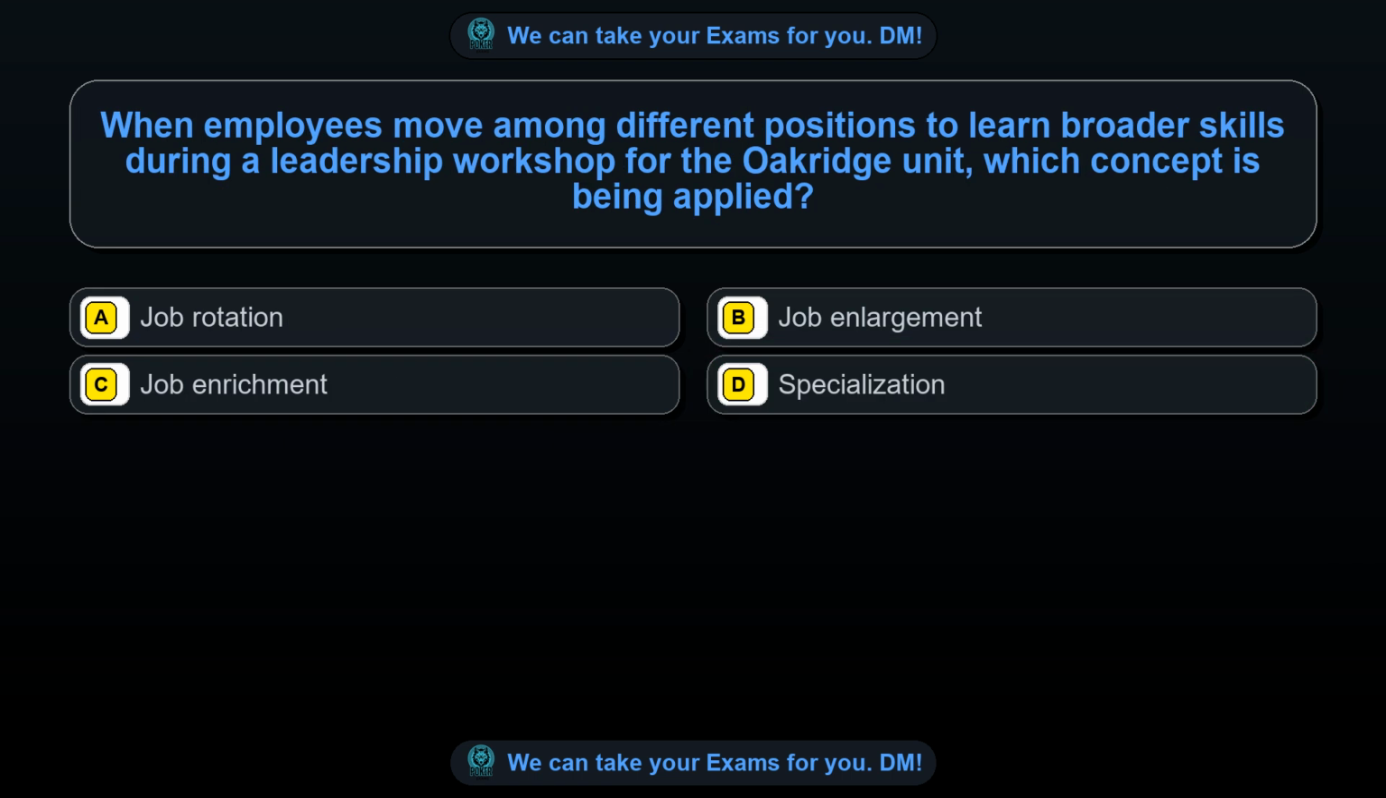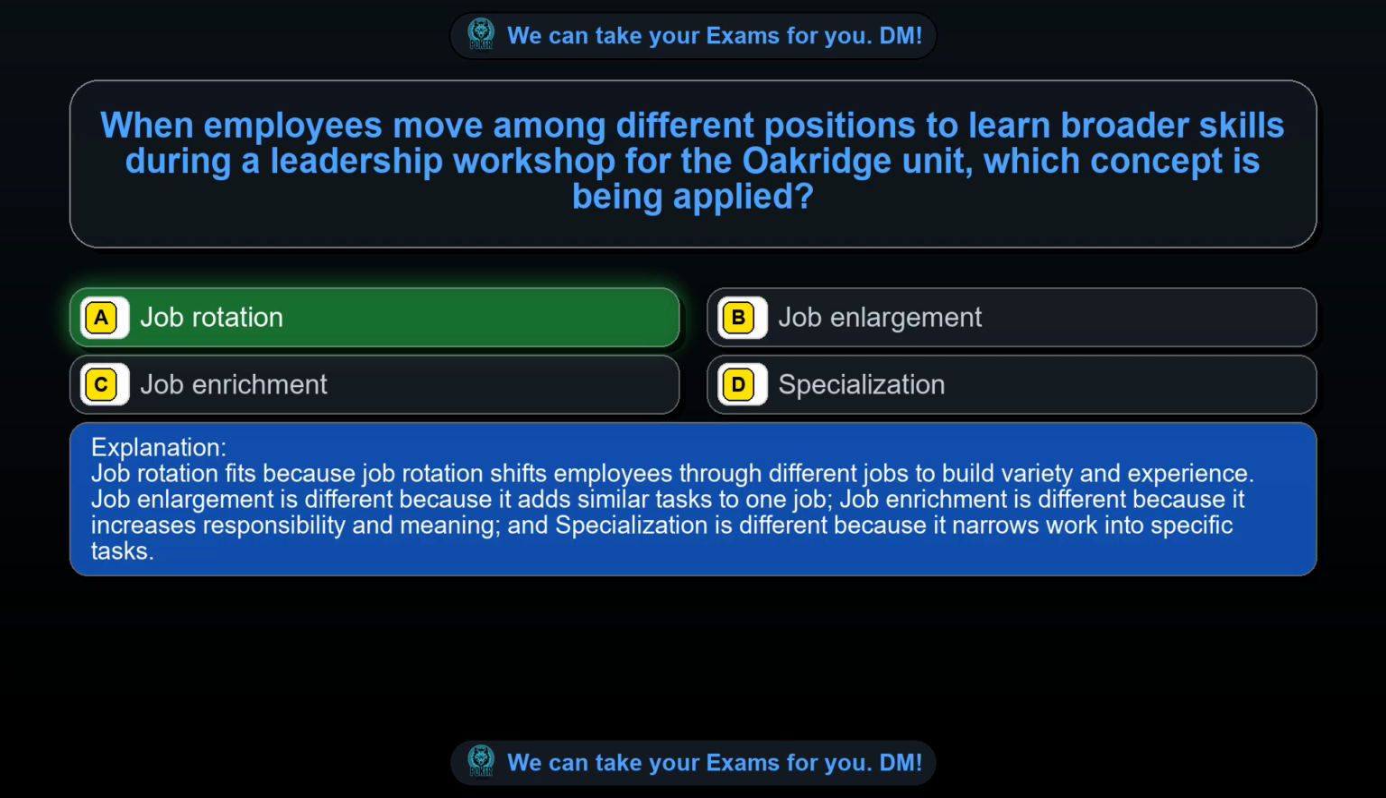Question 4. When employees move among different positions to learn broader skills during a leadership workshop for the Oak Ridge unit, which concept is being applied? Option A, job rotation. Option B, job enlargement. Option C, job enrichment. Option D, specialization. The correct answer is option A, job rotation.